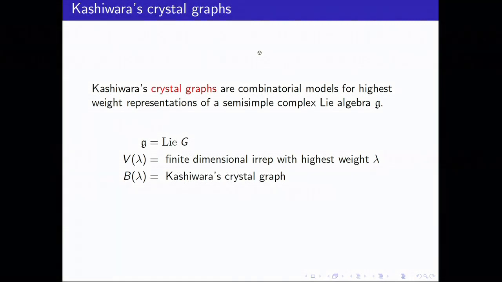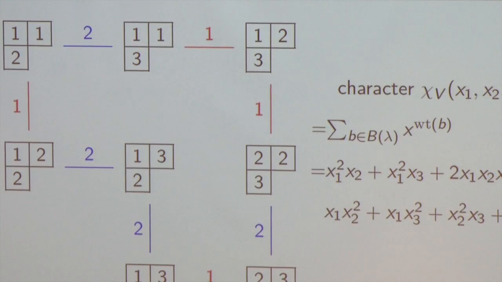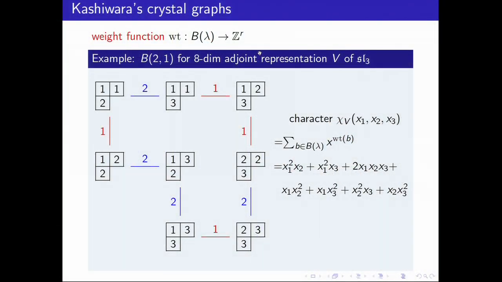B lambda will denote Kashiwara's crystal graph. And here's an example. So I won't give the definitions. But here's an example, just a picture of a crystal graph. This crystal graph corresponds to the adjoint representation of SL3. So SL3 is the Lie algebra of 3x3 traceless matrices, and that's 8-dimensional. And we're looking at it acting on itself by brackets.